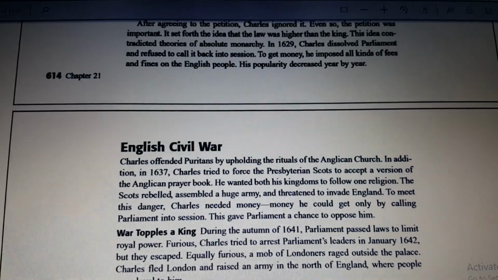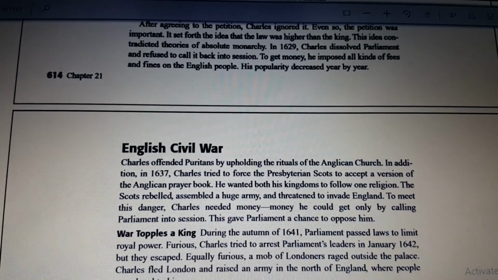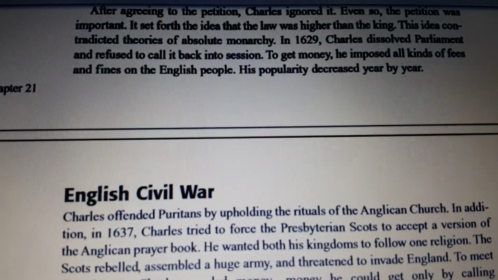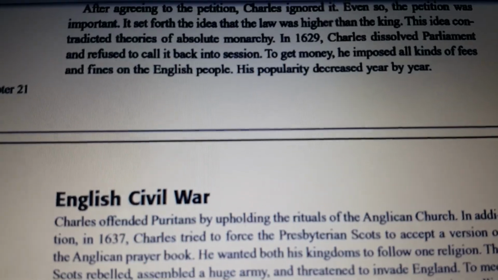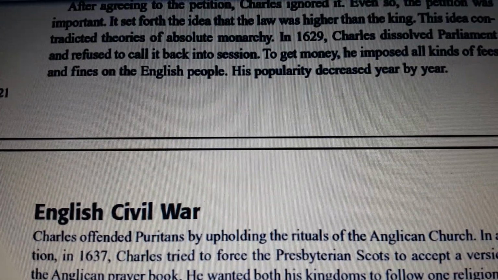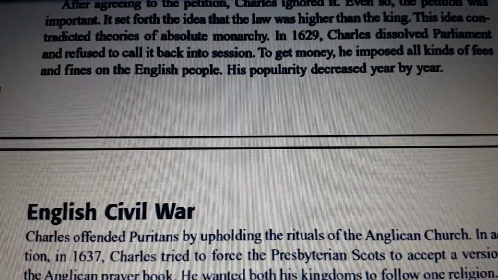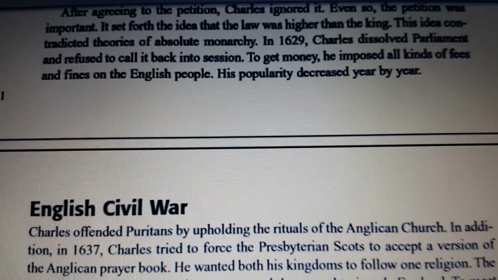In 1629, Charles dissolved the Parliament and refused to call it back into session. To get money, he imposed all kinds of fees and fines on the English people. His popularity decreased year by year.